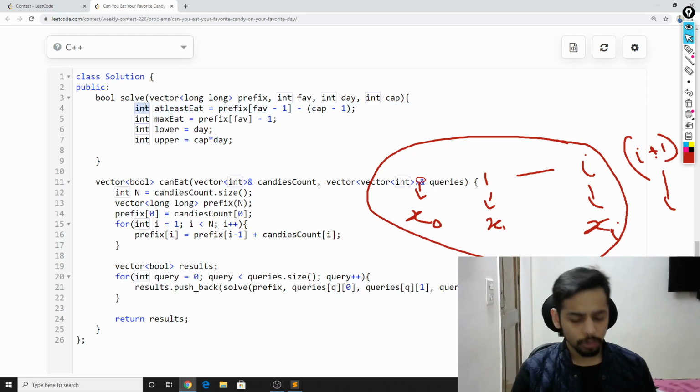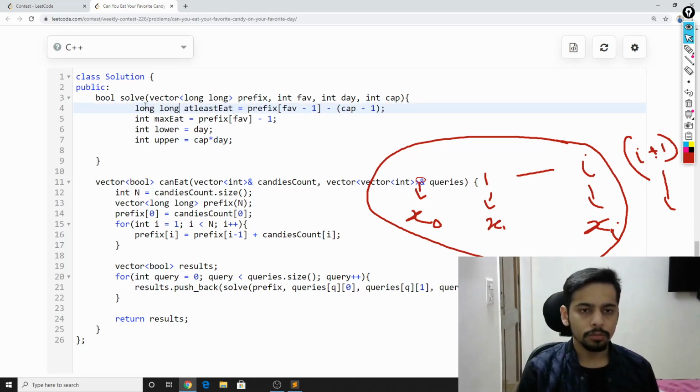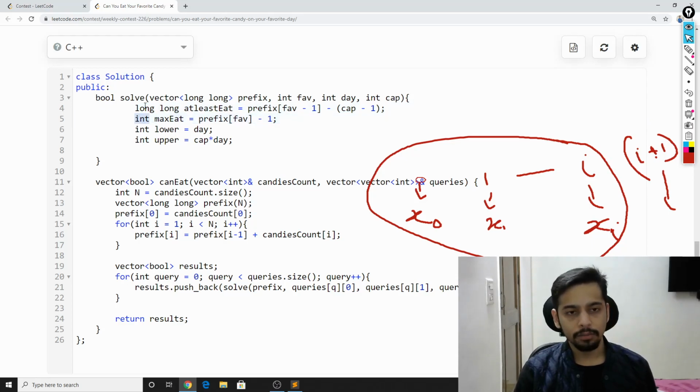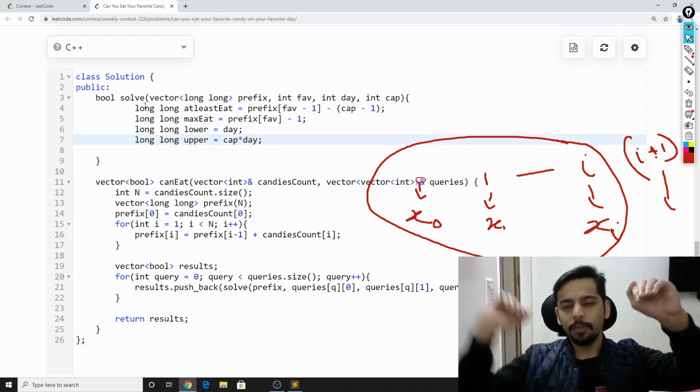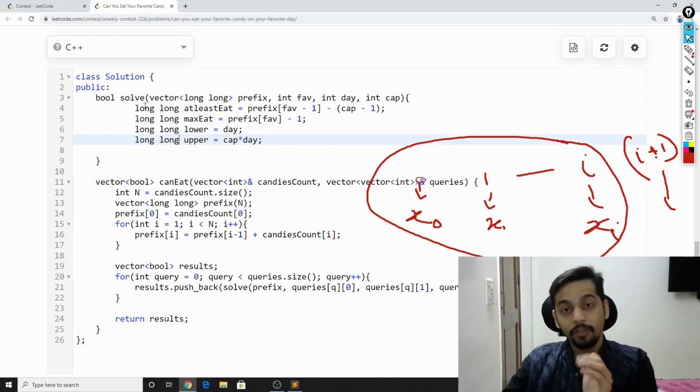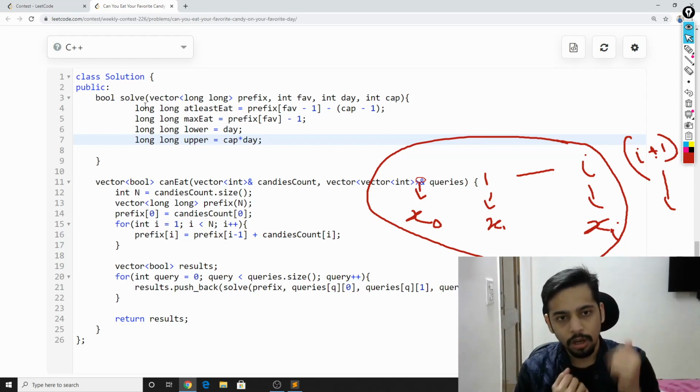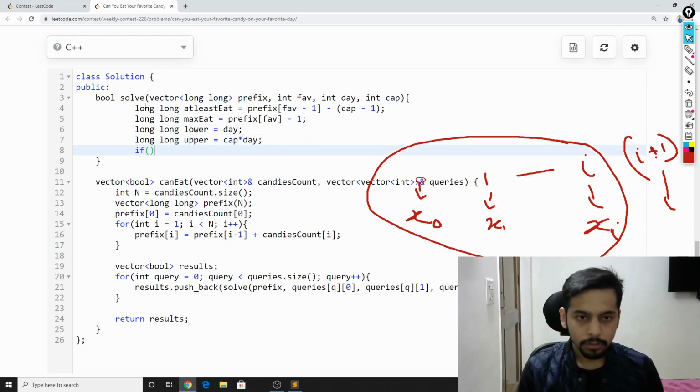Also, all these should be long longs. And now, if these values intersect at any point, then I'm good. These two ranges, the least you can eat and the max you can eat, and the lower and upper, which are correct. If any of these values coincide, if there is any one value, lower and upper are all those values that I'm happy with. At least eat and max eat are all those values that I can actually achieve. If any values are common, then I'm good.